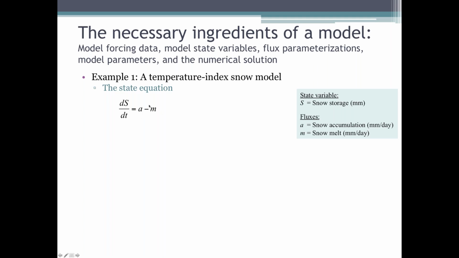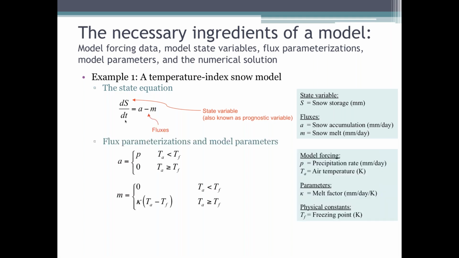We've got two fluxes that change our state variable as a function of time. So here's our state variable. This is also known as a prognostic variable. These are our fluxes. Now, once we have our fluxes, we need to come up with some parameterizations and model parameters. So here, there's some more variables. So we've got P is precipitation rate in millimeters per day. TA is air temperature in Kelvin. Parameters: kappa, melt factor in millimeters per day per Kelvin. And physical constants: TF is our freezing point.